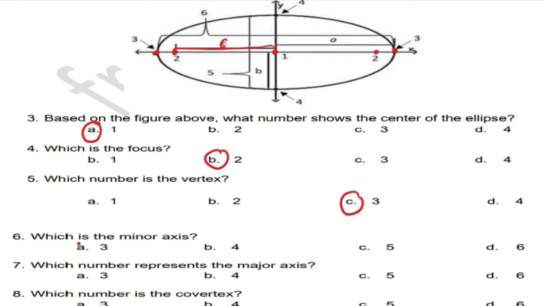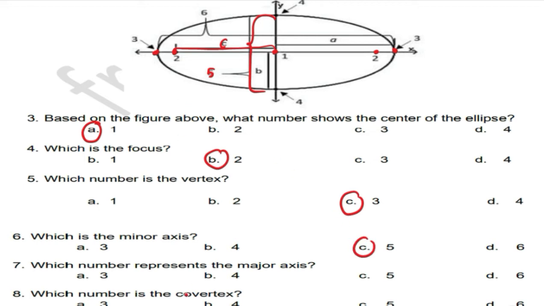Next, number 6, which is the minor axis. So sinabi natin minor axis, yun na yung distance, hindi yun yung point. Minor axis is the shorter part ng ating ellipse. So this will be our minor axis. So it is labeled as number 5. Therefore, this will be our answer.